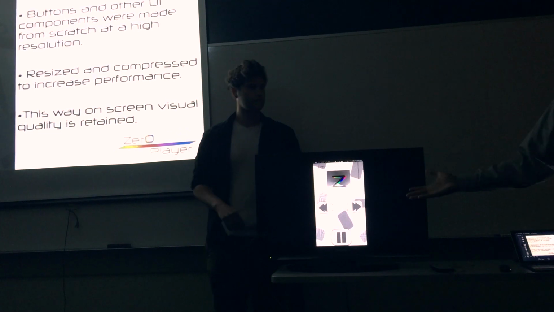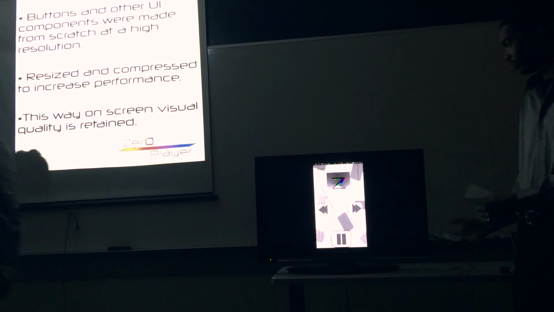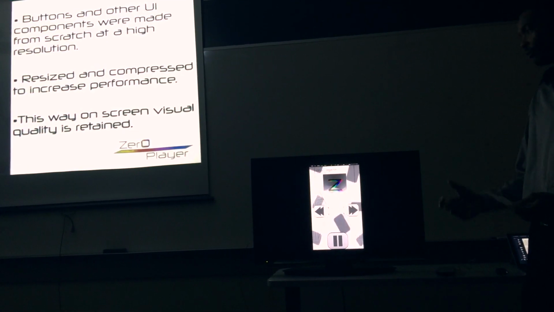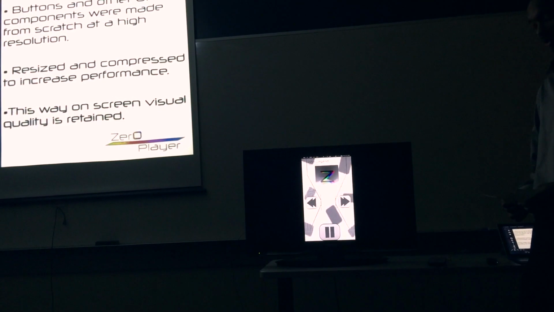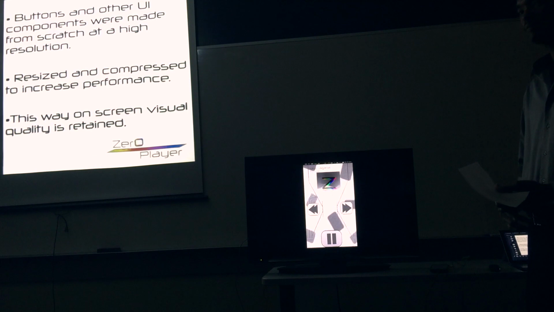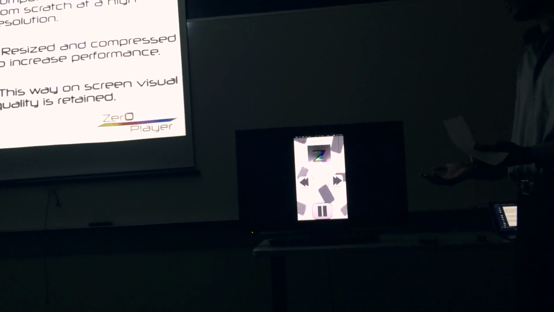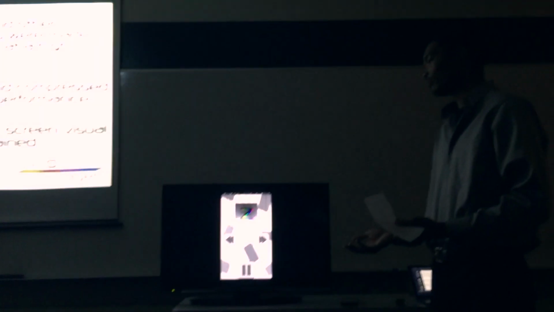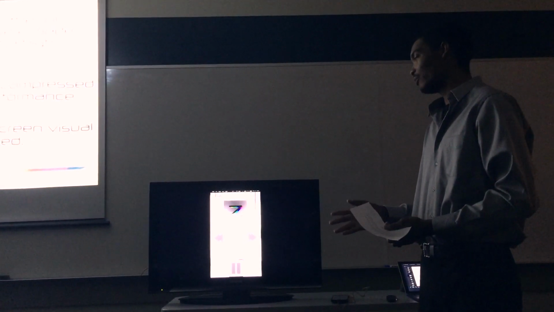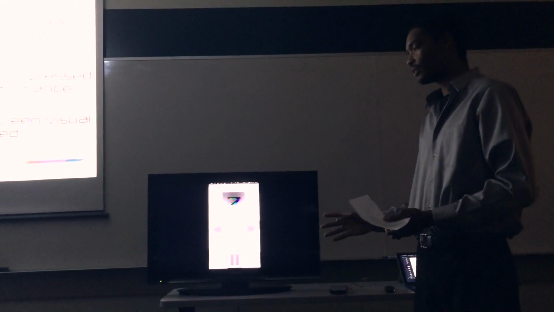As you can see, it's very simple. Everything that's placed on the phone is placed in a general spot. You've got the play pause button at the bottom. It's easy. There's no pointing where things are, no complicated displays or options on the screen. Every button was made from scratch at a high resolution and resized to retain the quality visually on the phone screen without hindering the performance. Because when it comes to a UI, there's a certain amount of memory that is put aside for UI functions. So compressing the buttons and other background picture files is really important.